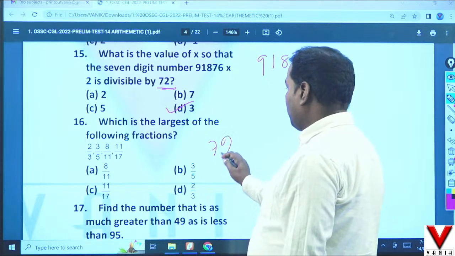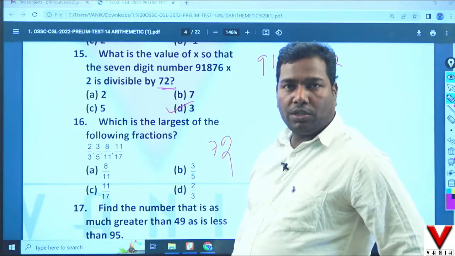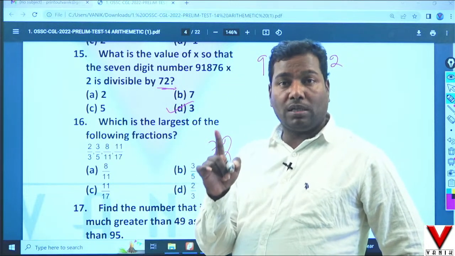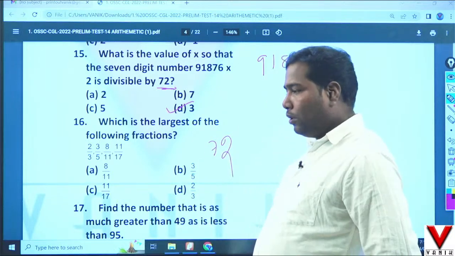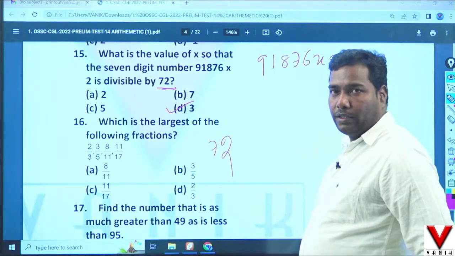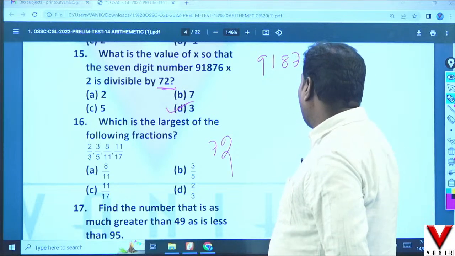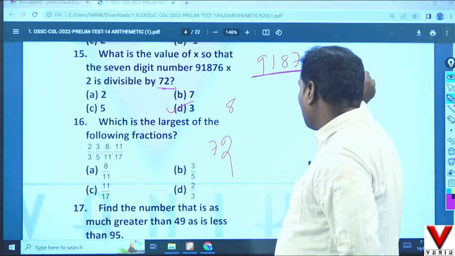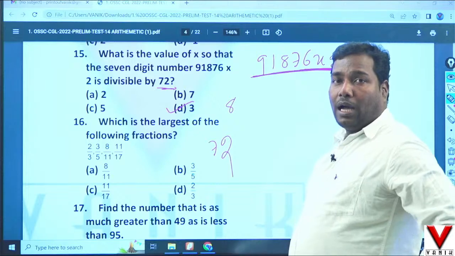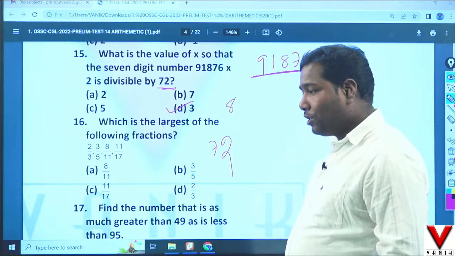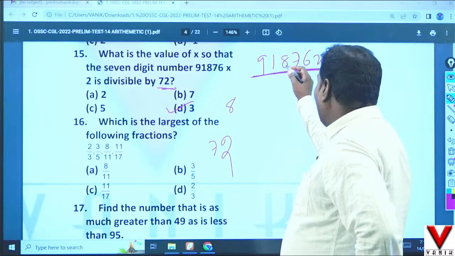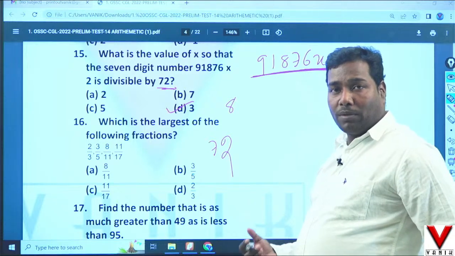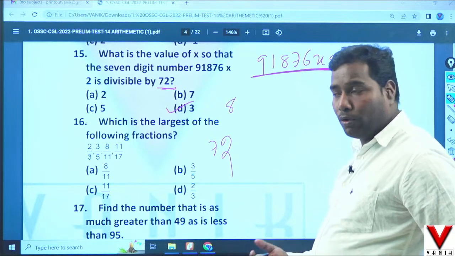The number which is divisible by 72 must be divisible by 8 and 9. How do we find a number divisible by 8? If the last 3 digits of the number are divisible by 8, the whole number is also divisible by 8. How can we check divisibility by 9? Add all the digits of the number. If you reduce it to a single digit, that digit must be 9, so that the number is divisible by 9.